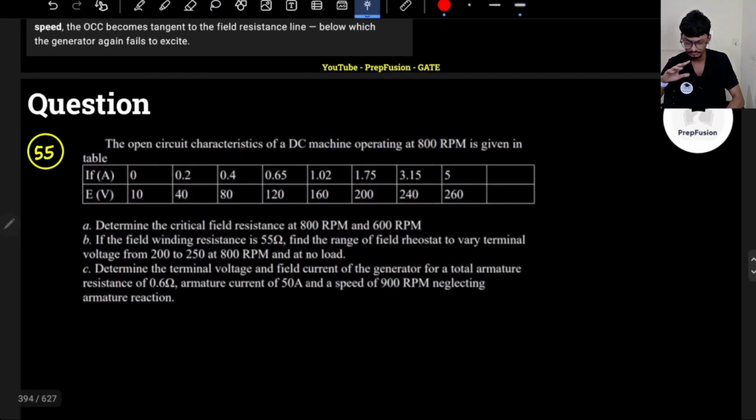Okay, so these are the conditions for proper voltage buildup, and graphically I hope you have understood what is happening. So I want you to try out these questions by yourself, and then I will come back with the solutions, because I have explained a lot of things here. So I want you to use your brain and try these 3-4 questions out by yourself.